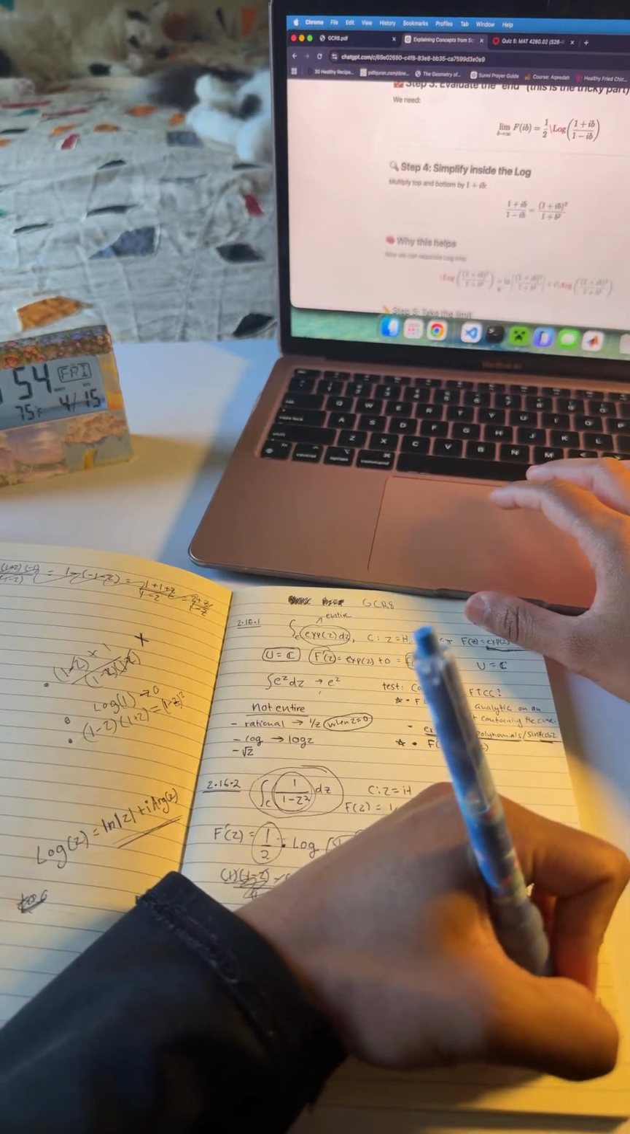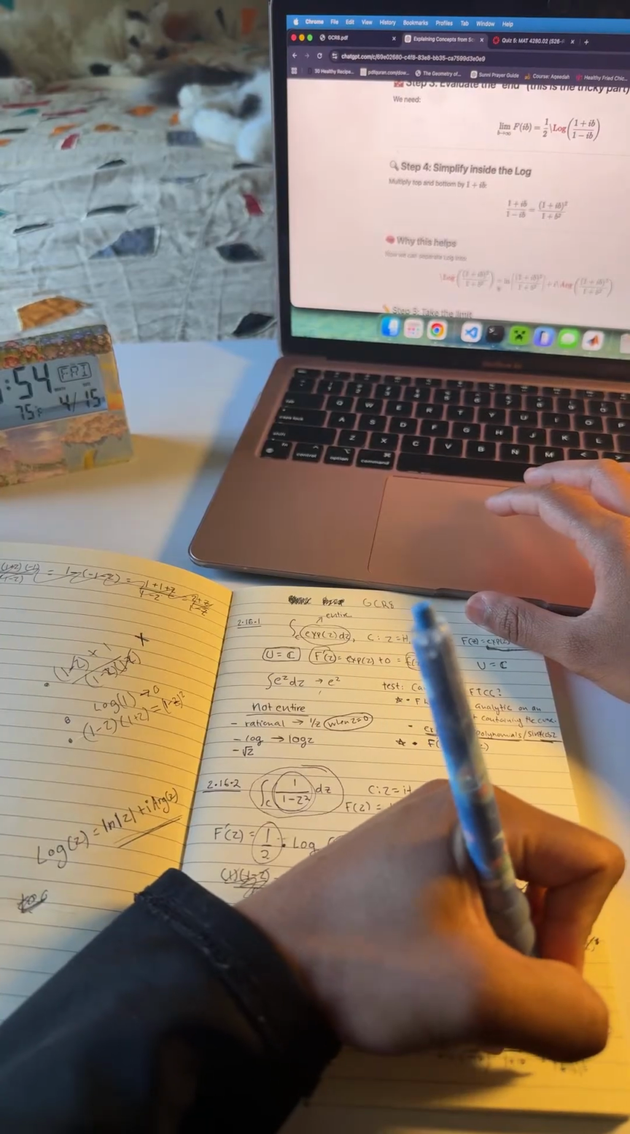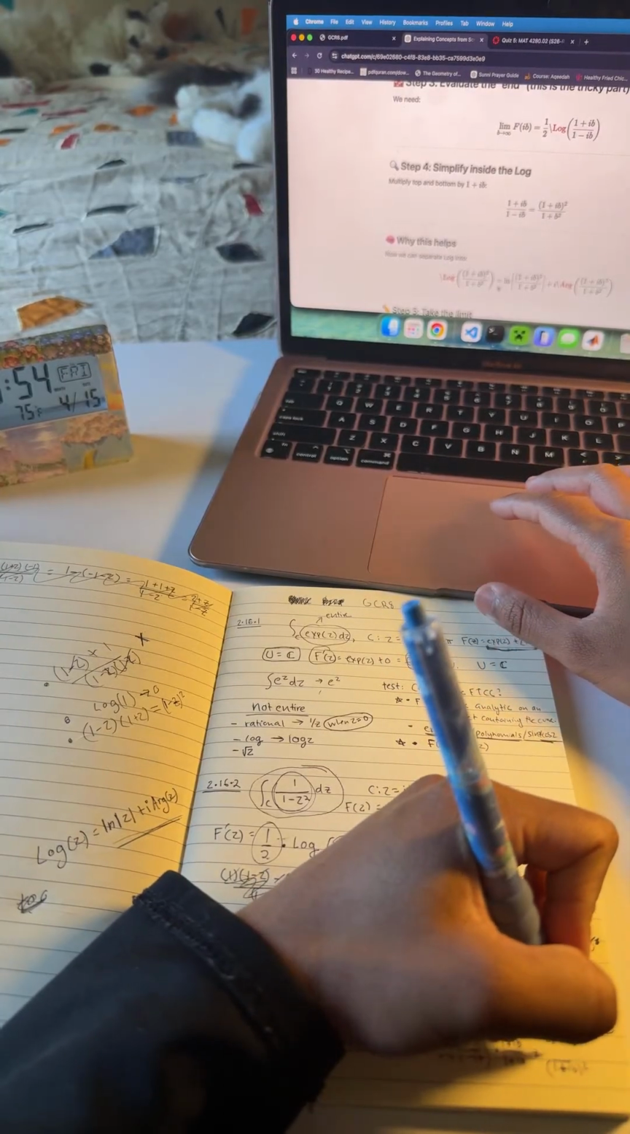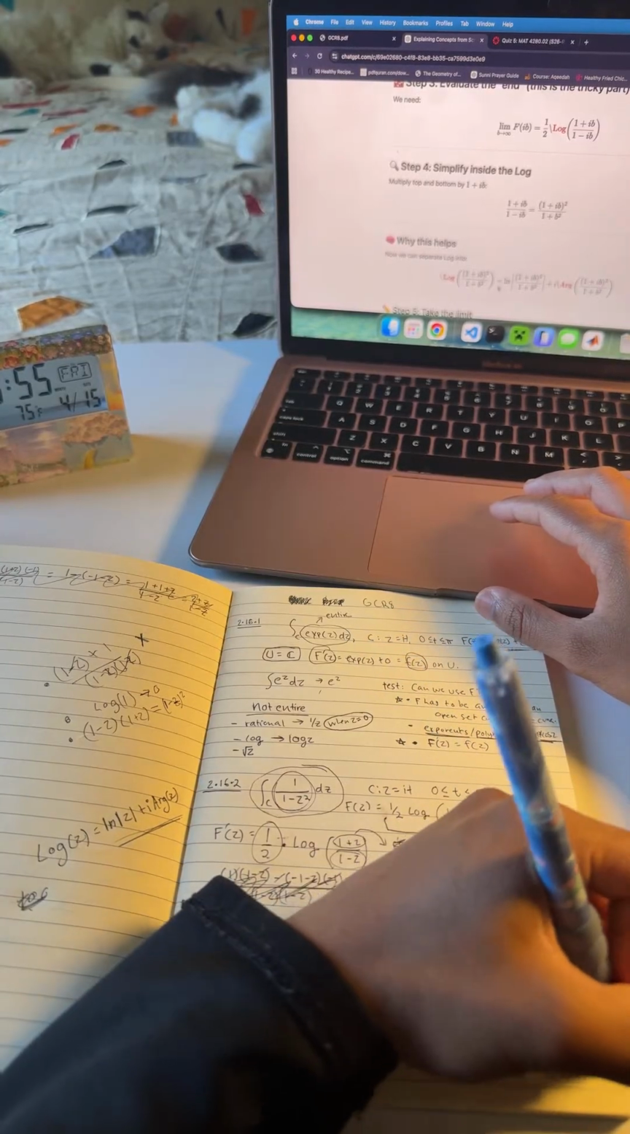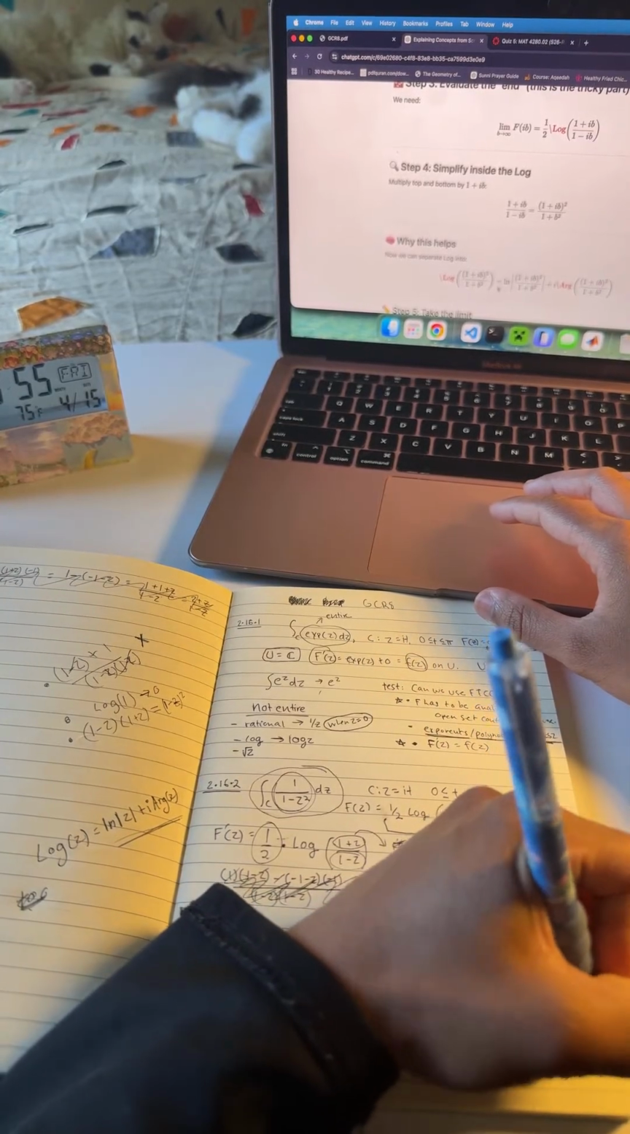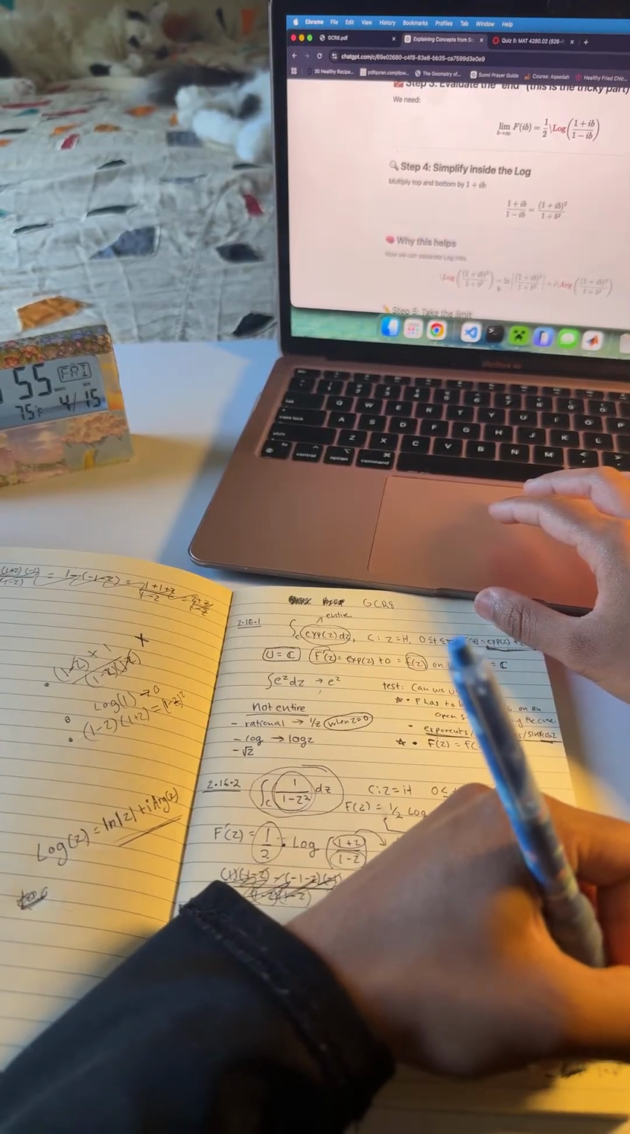It's 1 plus IB squared. And then for the top is... No, it's not the whole thing. It's just 1 plus B squared. The top is 1 plus IB, all of it squared.